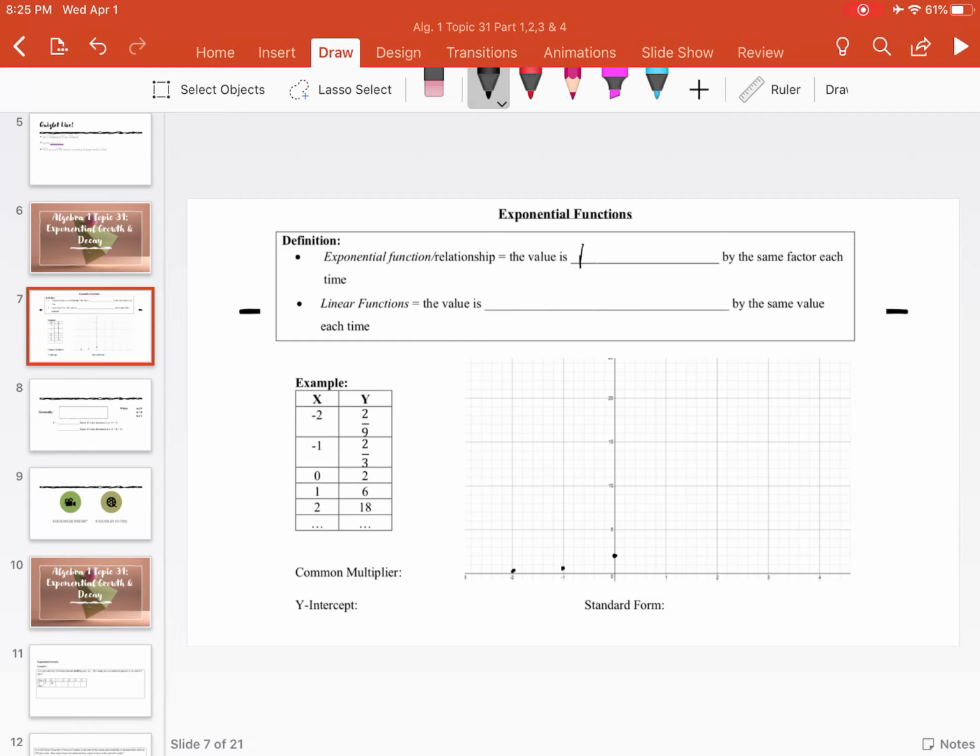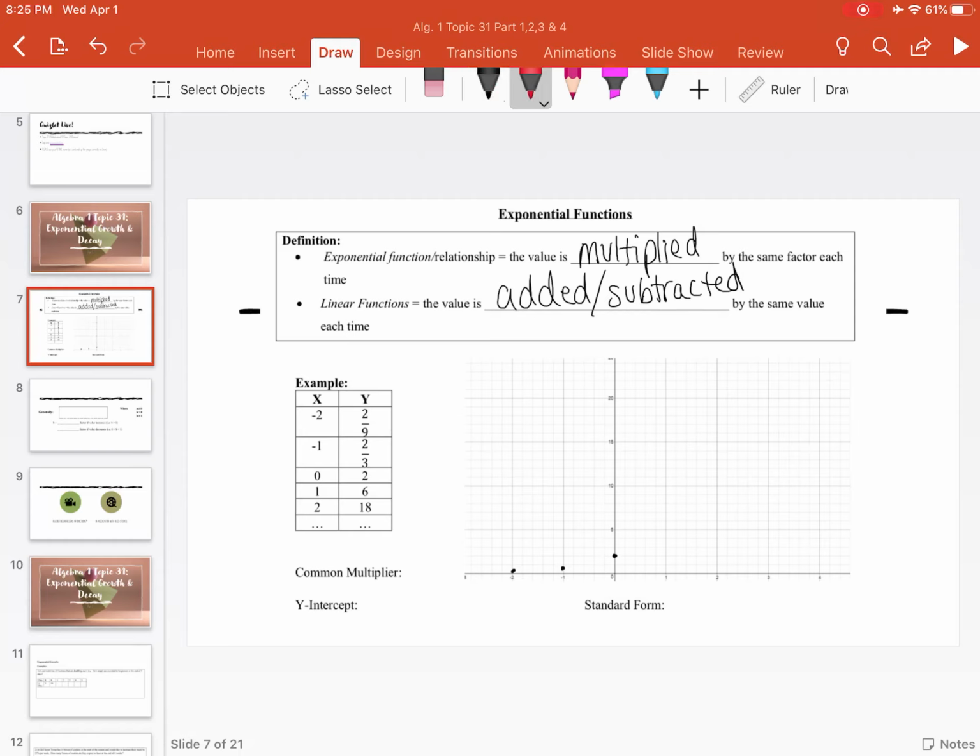is when the value is multiplied by the same factor each time. Now what we're familiar with is linear functions or lines, where the value is added or subtracted by the same value each time.